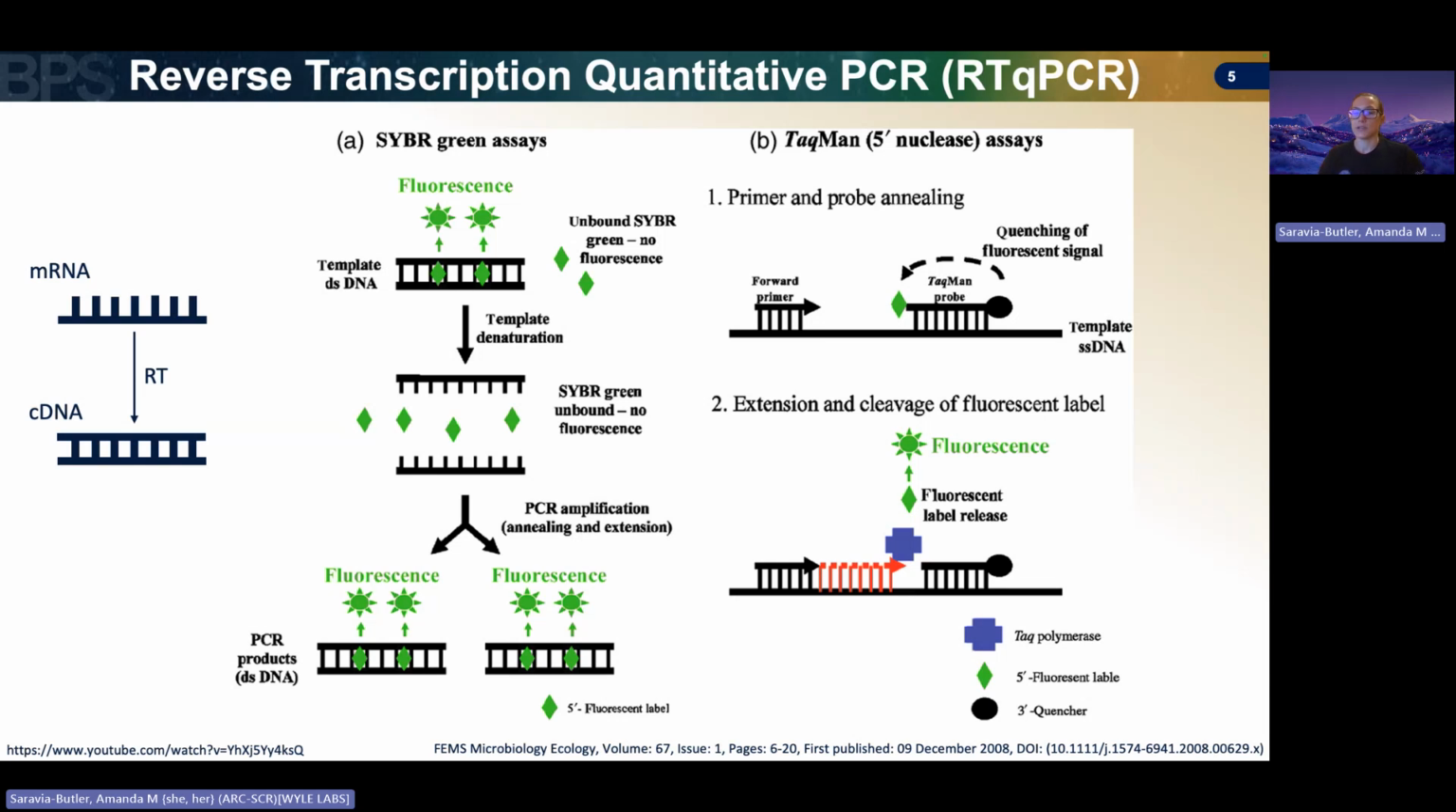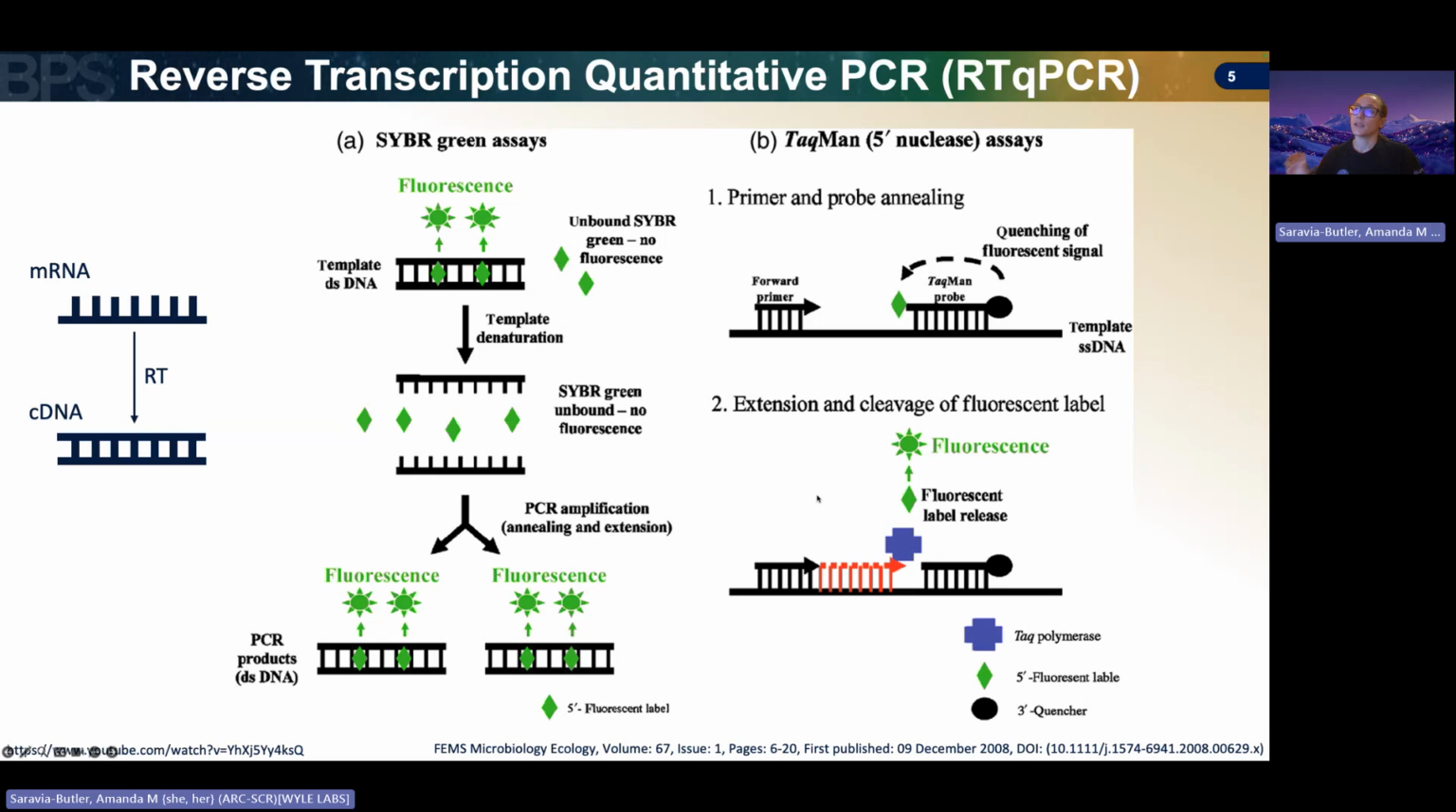Similar to the SYBR Green assay, the more of your gene that's expressed in your starting material, the sooner that fluorescent signal is going to be detectable above the background noise. And so again, this is a way to quantitate how much of your gene is in your starting material, and a way to compare the amount of your target gene in a treatment sample versus a control sample.